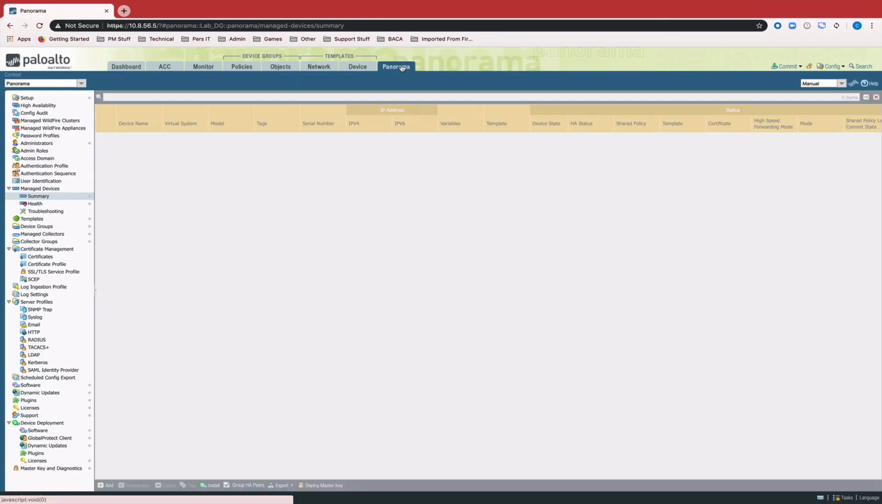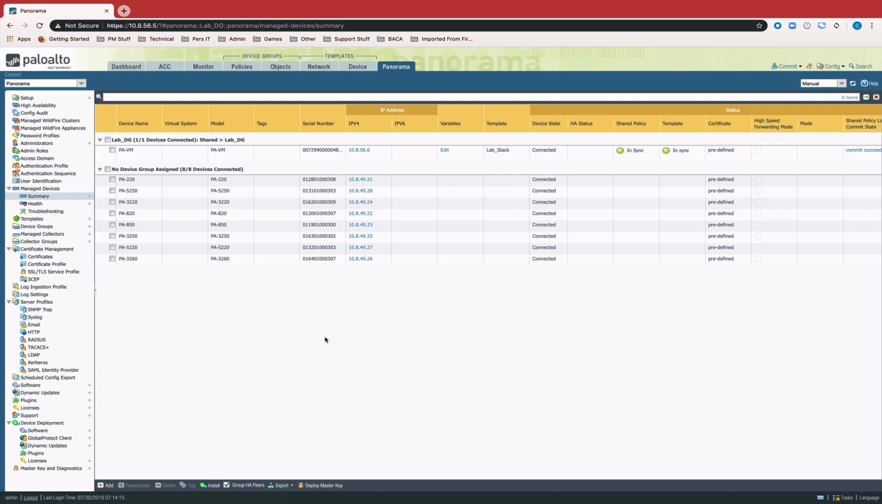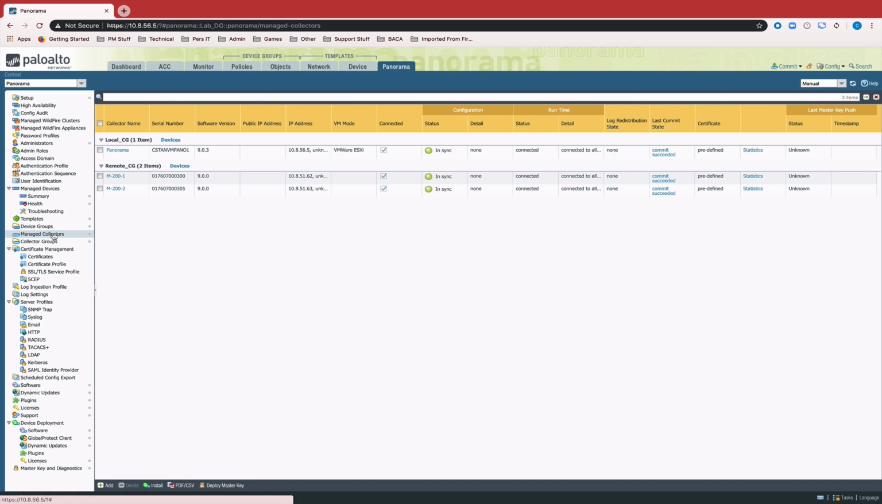So here we have a Panorama, and this Panorama is managing a number of devices. It's also managing 3 collectors. The first collector is its local collector for this Panorama mode VM, and then we have 2 M200 appliances in logger mode that are both members of this remote CG collector group.